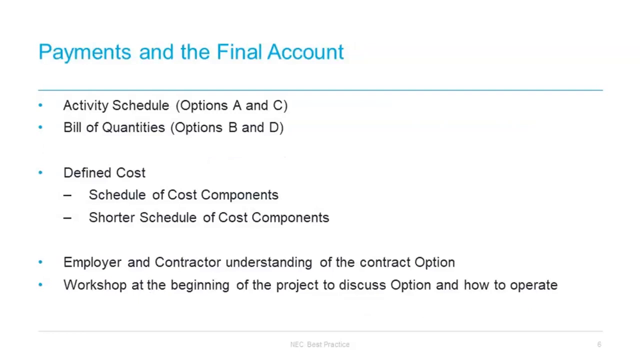So we'll now discuss payment under the NEC contract. As Lisa briefly mentioned, monthly payments under the different options are very different. So in option A, you're paid for the activity schedule prices for completed activities or groups of activities. In option B, you're paid for the quantities of completed work, remeasured essentially at bill of quantity rates and proportion of lump sums. For option C, you're paid your defined cost of work done plus a fee, so the monthly payments are not linked at all to the activity schedule.